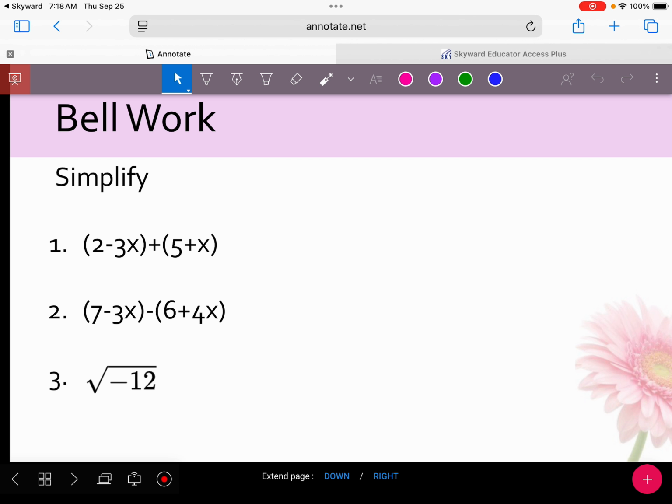All right. Let's take a look at this bell work. These first ones are built a little strange. I promise it's for a reason. So we've got this 2 minus 3x, and we're going to go plus 5 plus x. What can I do to try and simplify this first one?